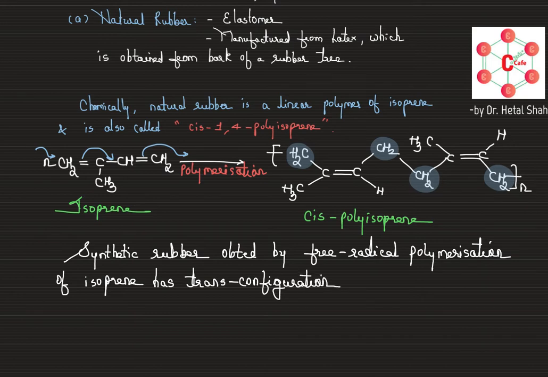You have to know that the synthetic rubber, which is obtained by free radical polymerization of isoprene, can have trans configuration. So when it has trans configuration, we call it by a very special name, gutta percha. This is something which doesn't show as much elasticity as the cis isomer. So gutta percha has trans configuration in the same way, and it is not as elastic as the cis isomer.